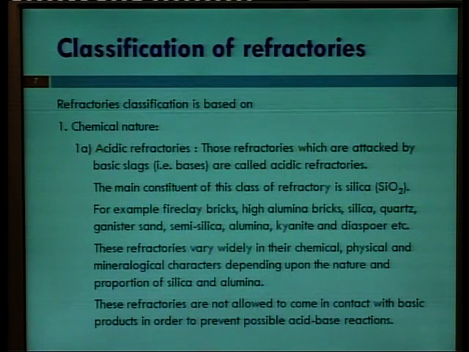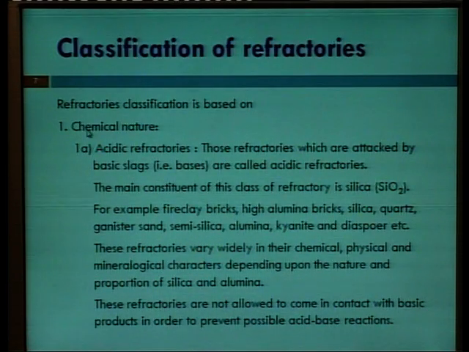If it starts reacting with the slag, then the lining which you have developed to sustain the thermal ability will be at stake, which means it will not serve our purpose, and therefore you are facilitating a reaction with the bases. Therefore, we are not going to use these refractories in products whose character or nature happens to be basic. So, I repeat, these refractories are not allowed to come in contact with basic products, in order to prevent a possible acid-base neutralization reaction.